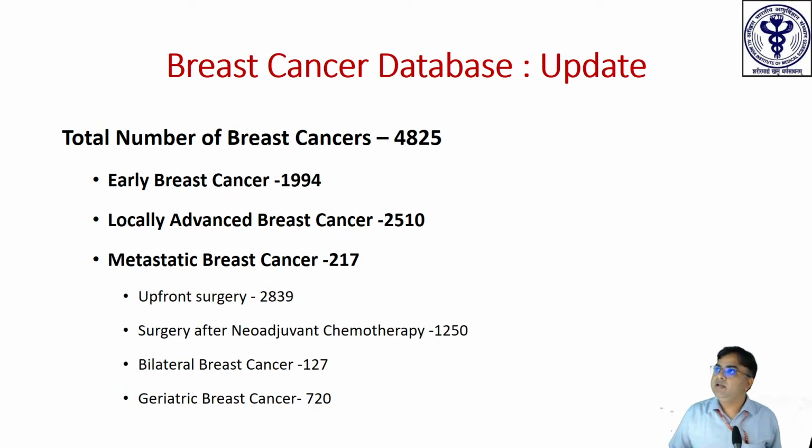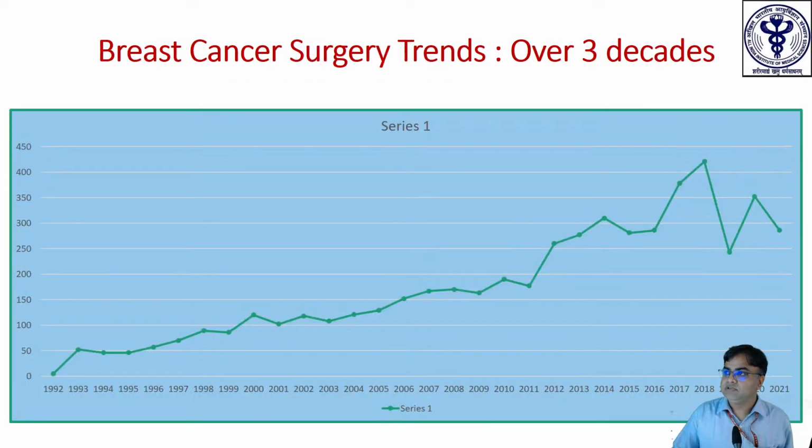Currently, we have entered 4,825 patient surgeries, in which we have done surgery till December 2020. Of these, early breast cancer is 1,994, locally advanced breast cancer 2,510, and metastatic breast cancer 2017. Upfront surgery was done in 2,800 patients, surgery after NACT in 1,200 patients, and these are separate entities. Bilateral breast cancer is almost 127, and geriatric breast cancer is 720.